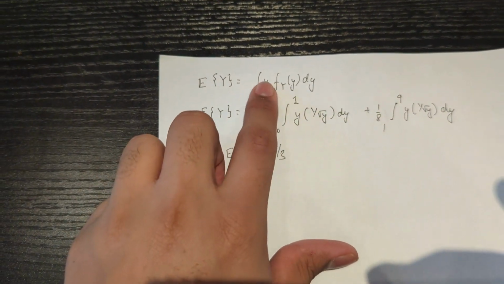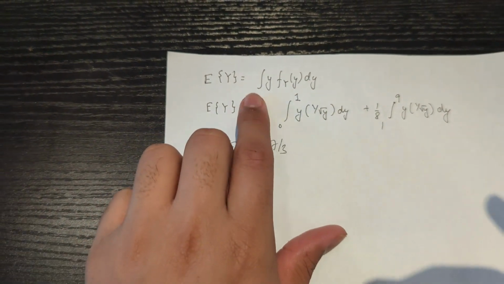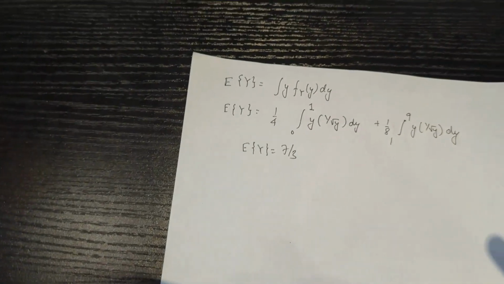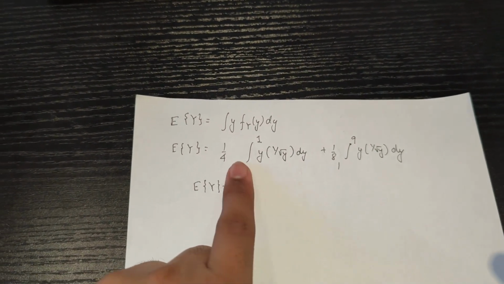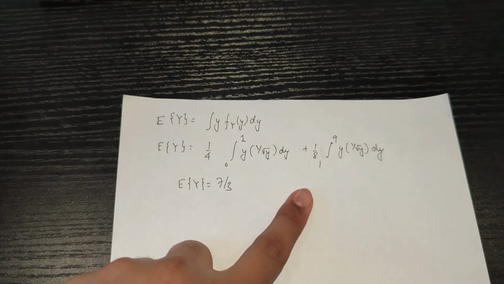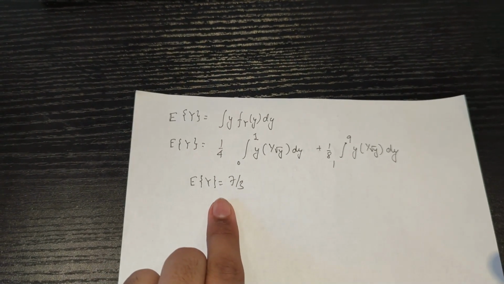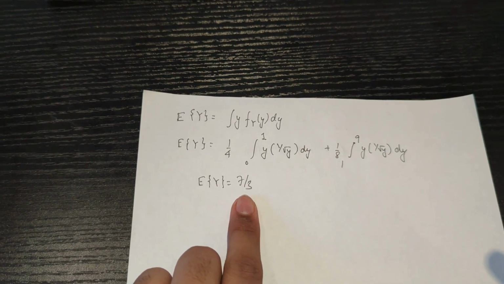So now the last part is we need to find the expectation of y. It can be written similarly as this, from minus infinity to infinity. Since y ranges from 0 to 9, it can be written as follows. And so the expectation of y is 7 by 3.